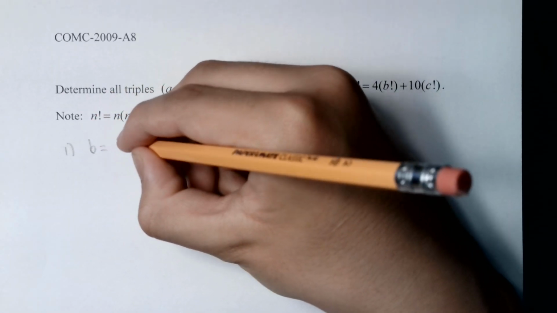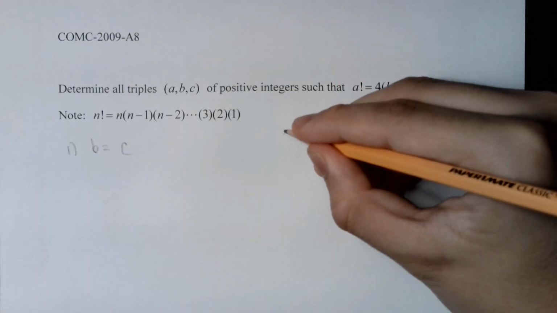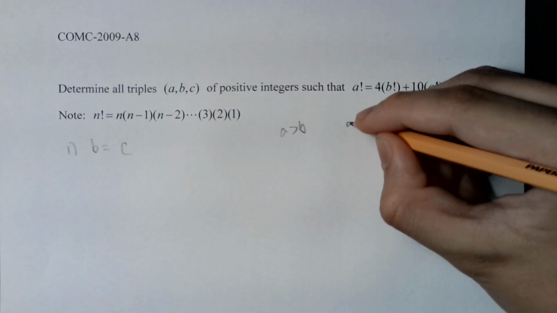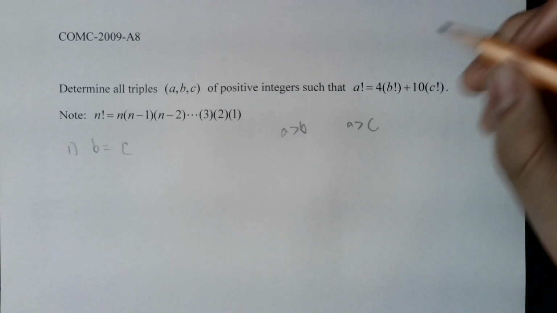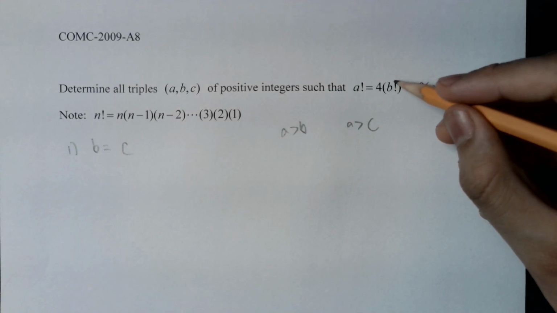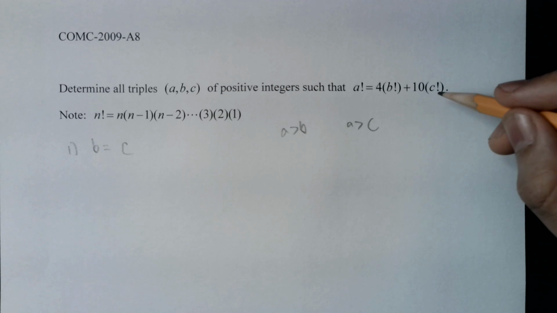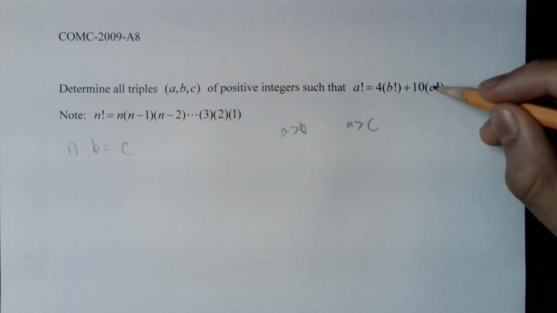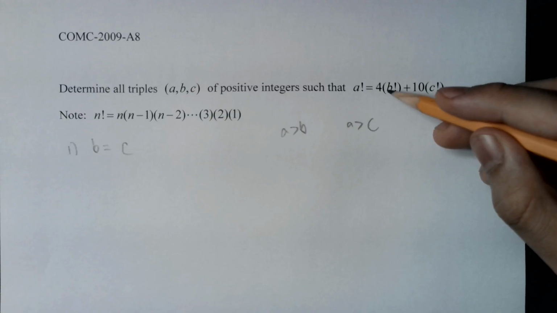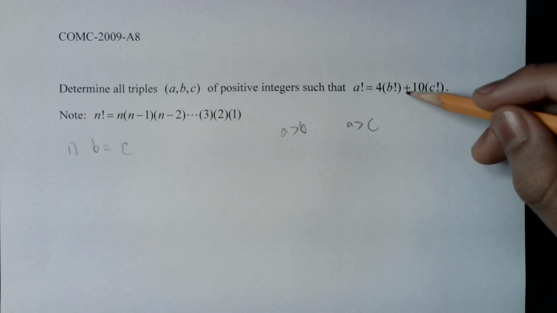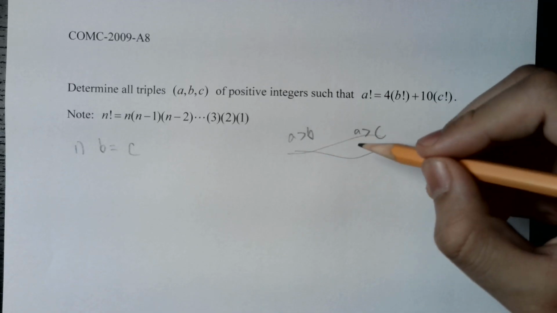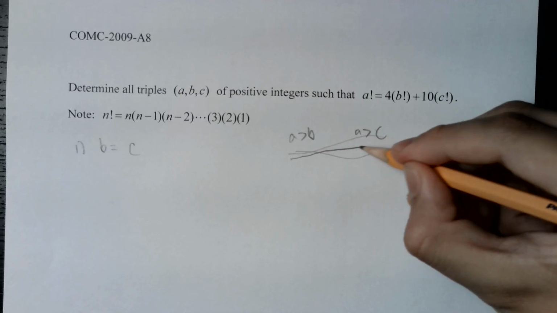And along with this, we can see that for all these cases here, a is obviously going to be bigger than b, and also a is going to be bigger than c. If you're wondering why, it's because a factorial is going to be equal to 4 times b factorial plus 10 times c factorial. So for the 10 times c factorial, you need to add 4 times b factorial for it to be equal to a factorial, and vice versa with b. So we know that these two are valid: a is going to be bigger than b, and a is going to be bigger than c.